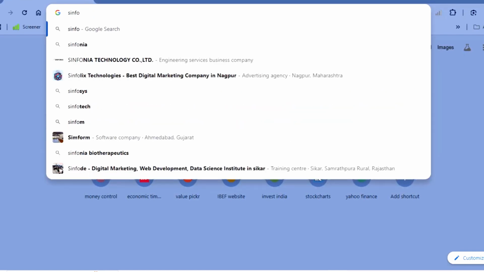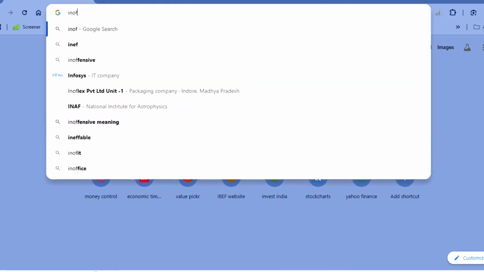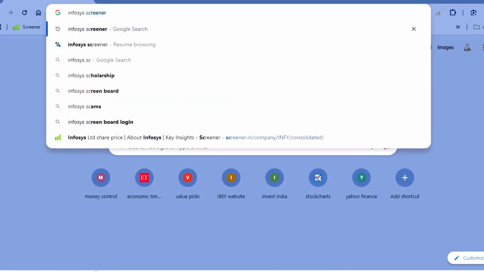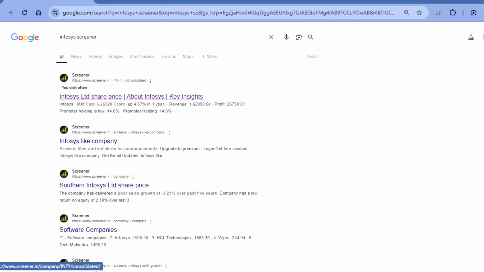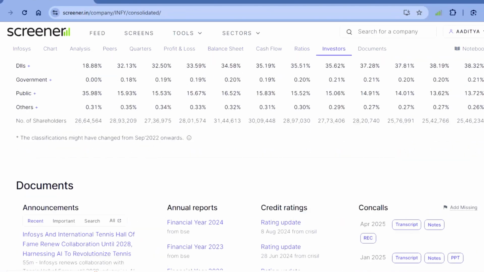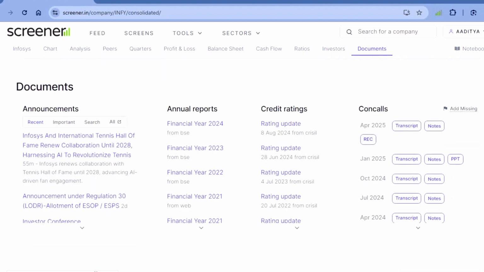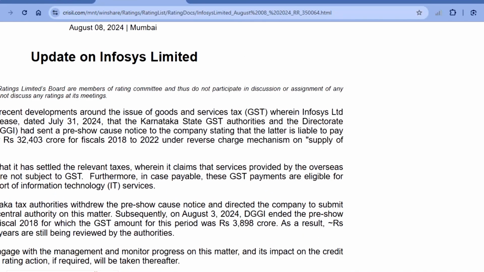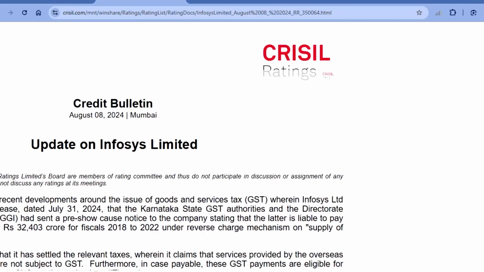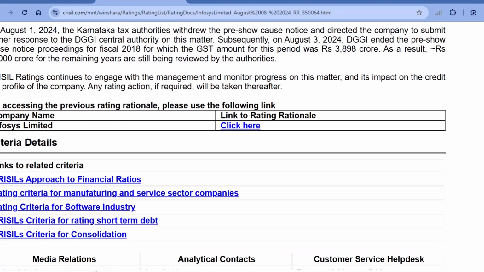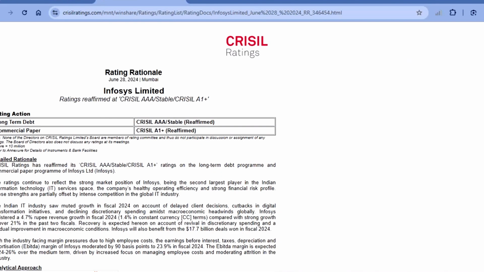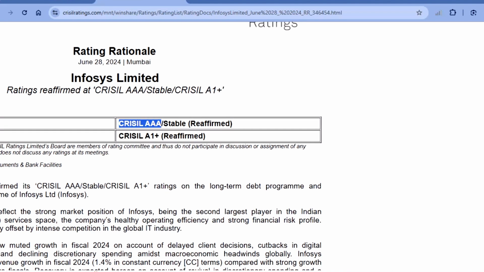Search for Infosys Screener, and you will get this website. Open this. It is a good website that we would be using most of the time. Go to the end of this page and you will find the section on credit ratings. Open the latest rating. This is from CRISIL, which is very well recognized, and they have given a rating of AAA. AAA is the top rating that a company can get.